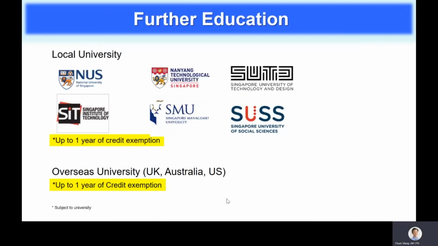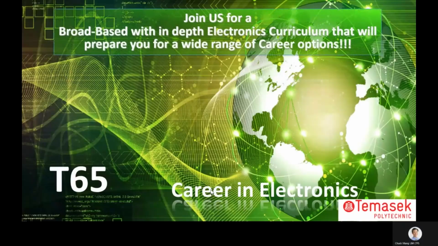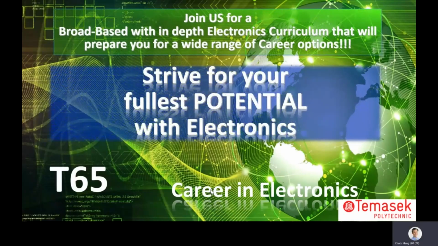Those who aspire to further your study, you have a choice to further your study in a local university or overseas university. With a diploma in electronics, you are eligible to be enrolled in local and overseas universities if you have good performance, and you are able to get up to 1 year of credit exemption, subject to the university approval. So join us for a broad-based, in-depth electronics curriculum that will prepare you for a wide range of career options.